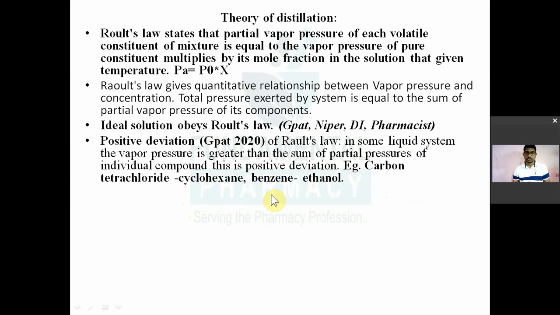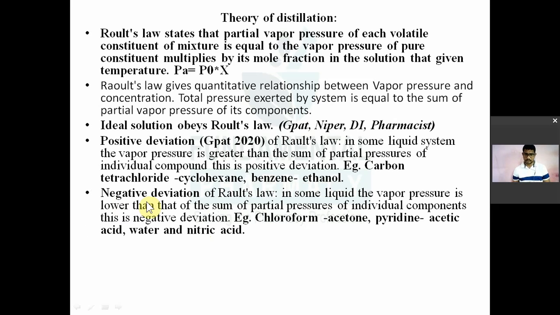ओके, सो पॉजिटिव डेविएशन occurs with कार्बन टेट्राक्लोराइड, साइक्लोहेक्सेन एंड बेंजीन एंड इथेनॉल. बेंजीन इथेनॉल का मिक्सचर अगर है तो वो भी पॉजिटिव डेविएशन दिखाएगा राउल्ट्स लॉ में. कार्बन टेट्राक्लोराइड साइक्लोहेक्सेन का मिक्सचर भी पॉजिटिव डेविएशन दिखाएगा. आर यू गेटिंग और नॉट? समझ रहे हैं आपको? दैट इज पॉजिटिव डेविएशन.